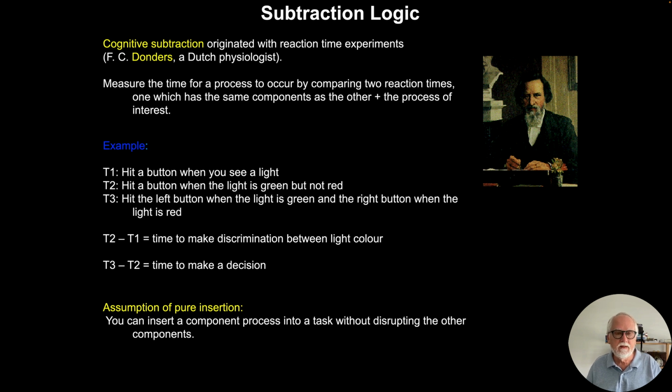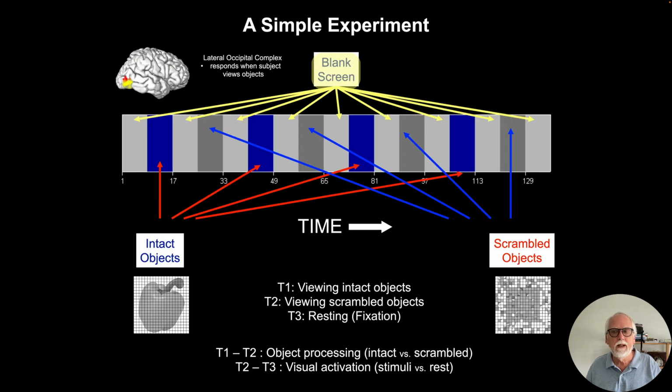So it has this assumption of pure insertion, that you can insert a component process into a task without disrupting the other components, which turns out to be not the best thing to think. But here we go. You can see here's a simple experiment in an fMRI study. You can maybe show people intact objects versus scrambled objects. And so we have times when scrambled objects are shown, and times when intact objects are shown. So T1 is viewing intact objects. Task 2 is viewing scrambled objects. T3 is when you're resting. You're just looking at a fixation point.